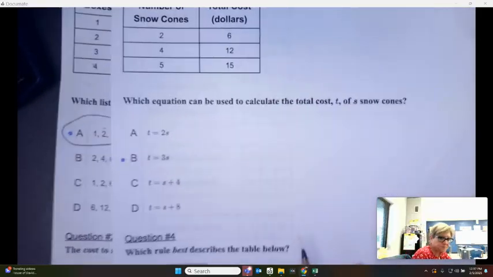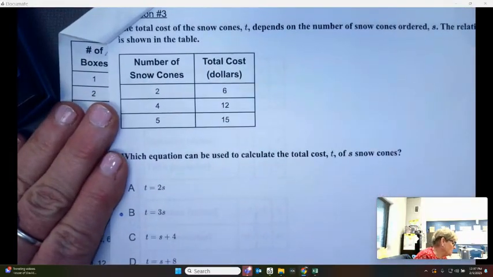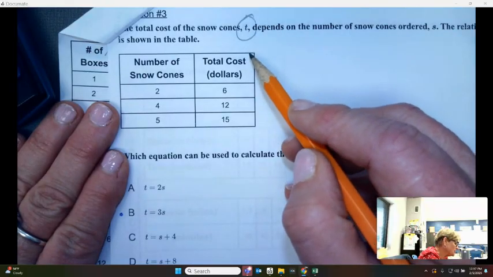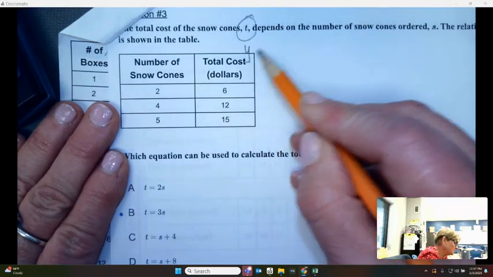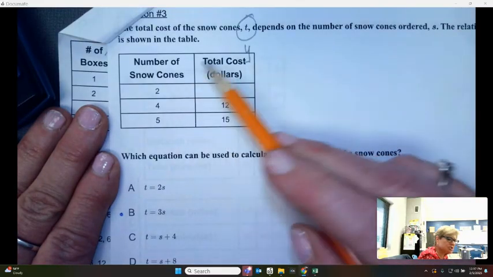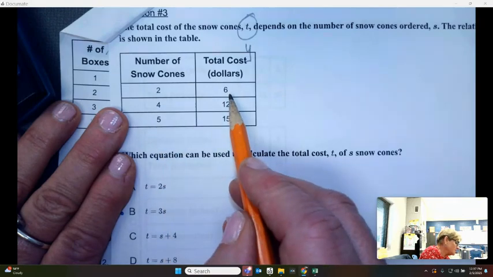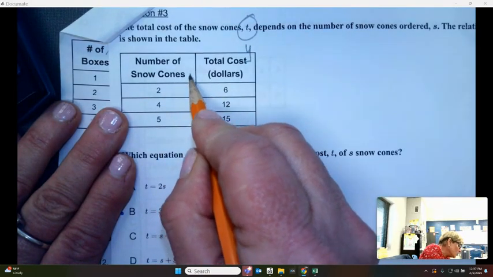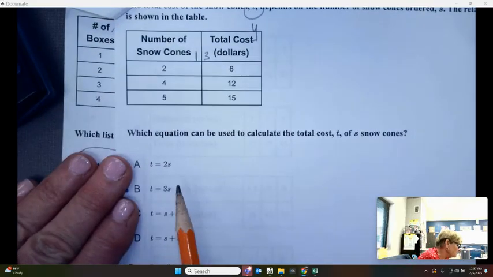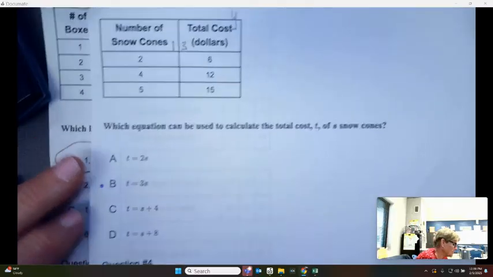Number 3. Okay, it says the total cost of the snow cones T depends, so that's your Y, that's your dependent variable, on the number of snow cones ordered, S. The relationship is shown in the table. So 2 snow cones cost $6, which if that's the case, then 1 is going to cost $3. Do you see that? It says which equation can be used to calculate the total cost of the snow cones?